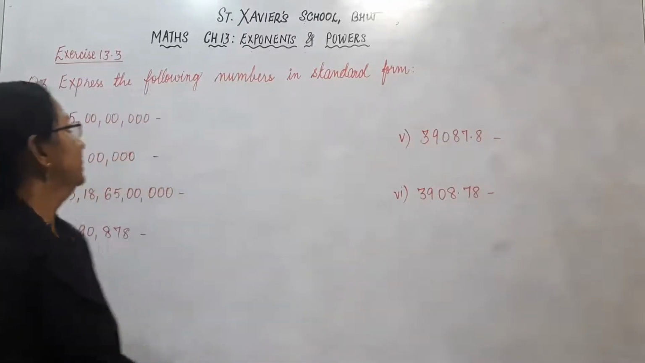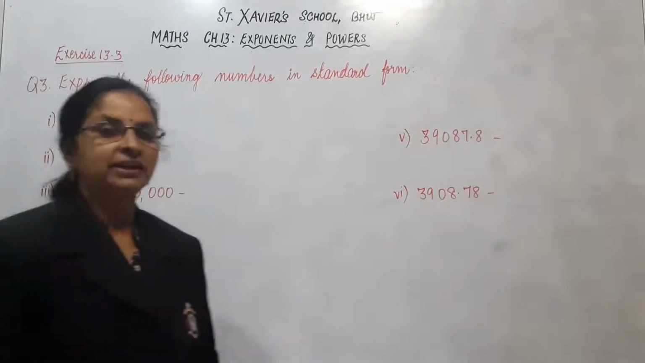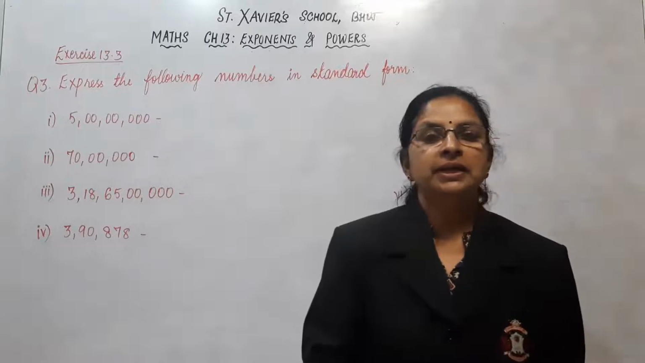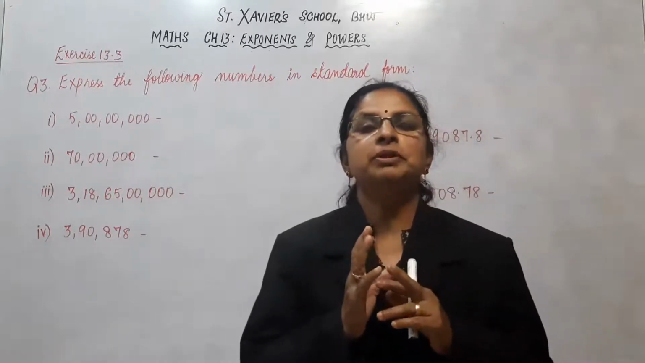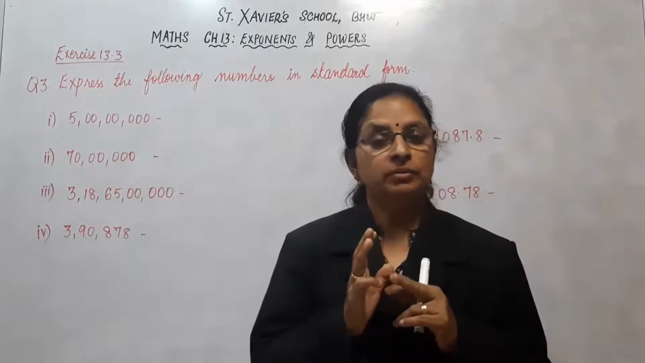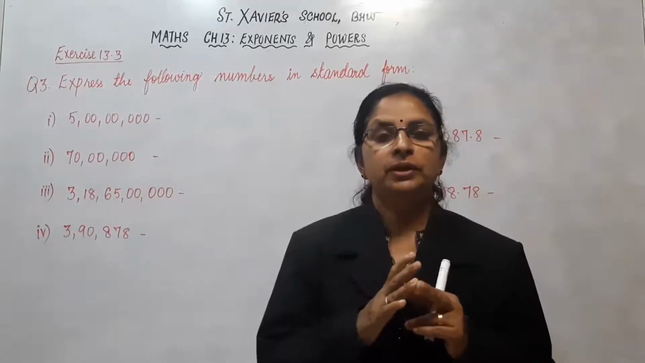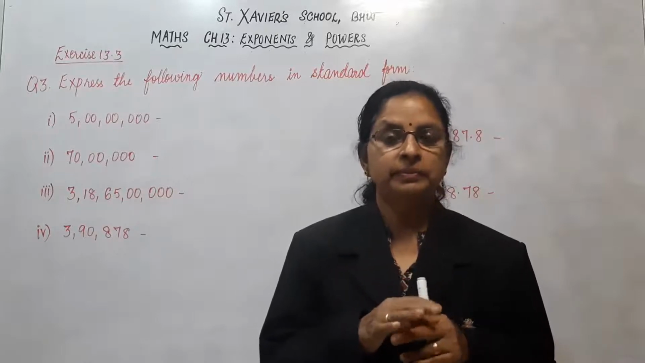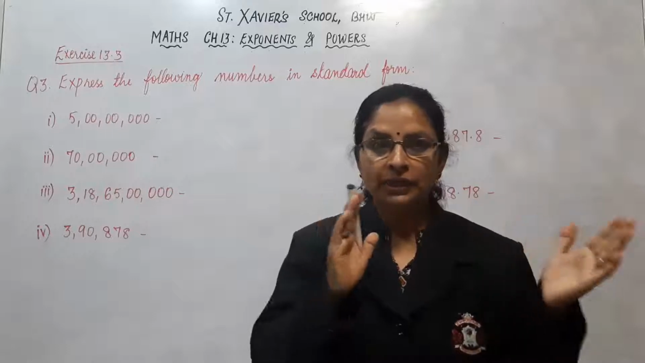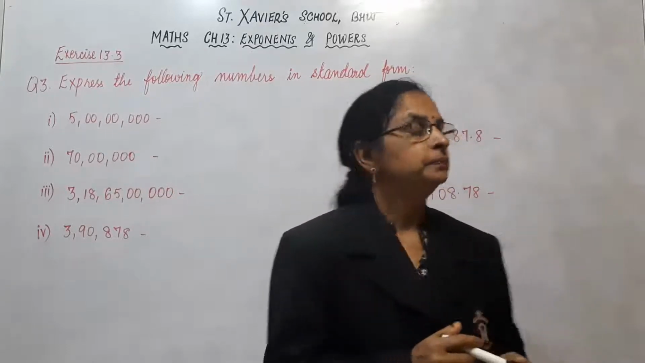Third question is, express the following numbers in standard form. Yesterday we have learned how to express the numbers in standard form. That standard form, how do we write? It is between 1.0 and 10.0, including 1.0. Normally when we say between numbers, we don't count the extremes. But here 1.0 is counting.